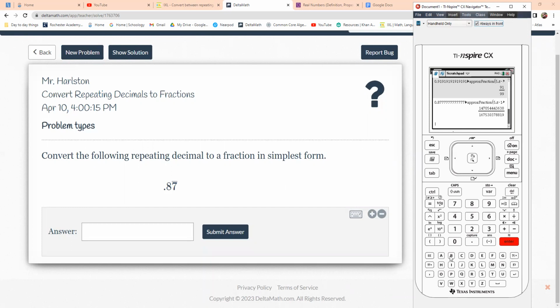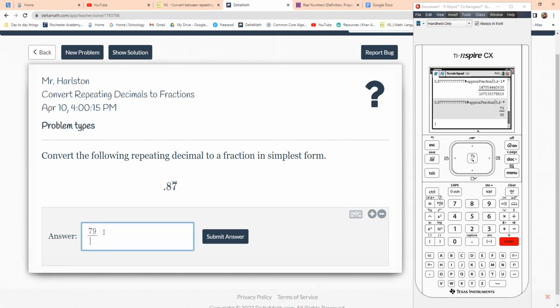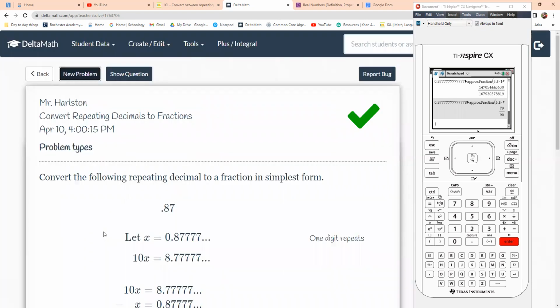Let's try that again. I'm going to do 0.8 and then 15 sevens. And now I'm going to do menu 22. And then, all right, that's better. If you get a fraction with a bunch of digits like that, that's not good. It should be something simple like this, 79 over 90. So 79 divided by 90, press enter, and that's right.